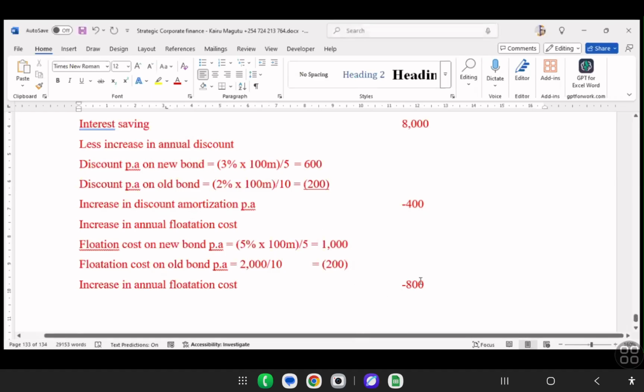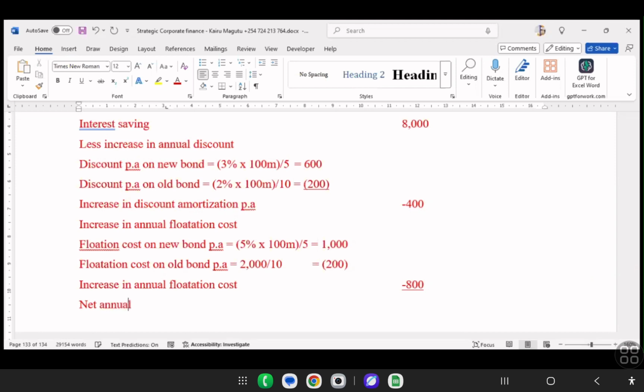Let's charge this. We say that there is the interest, net annual increase in profit. Take 8,000 minus 400 minus 800. Someone to give me that.